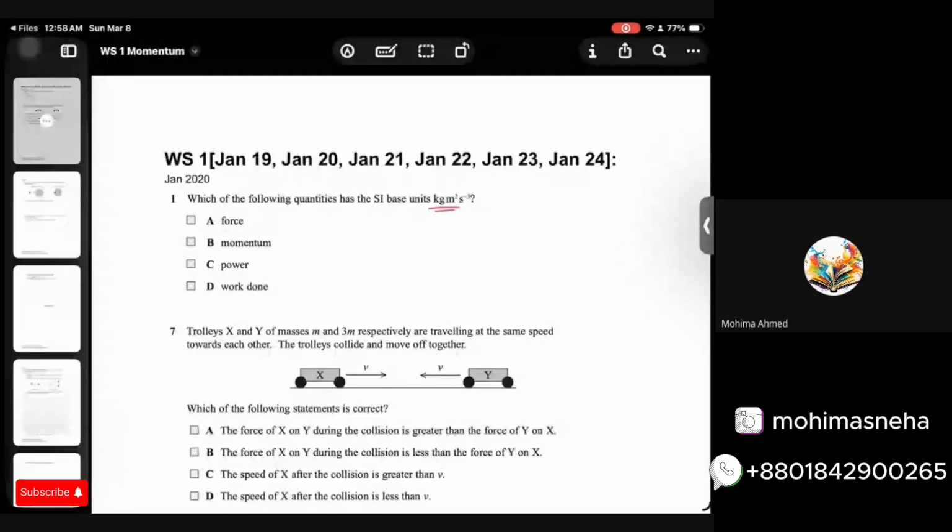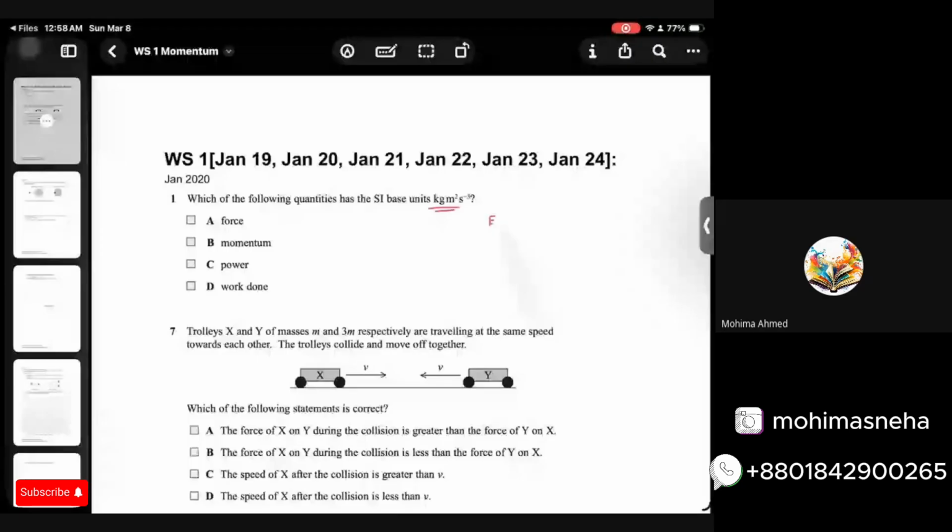Which one is the formula? Work done. Force is kg meters per second squared. Momentum is this. Power is, yeah, energy, right? Yeah, energy is your answer. Wait, is it energy? One minute.